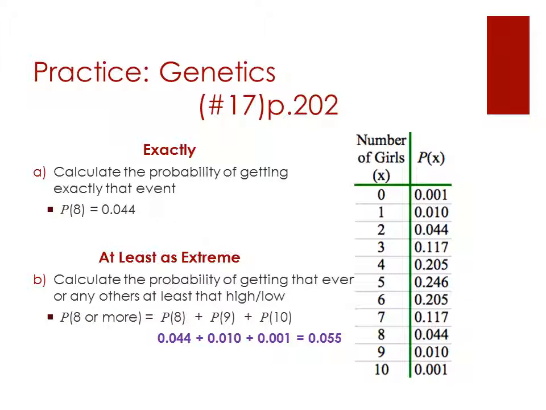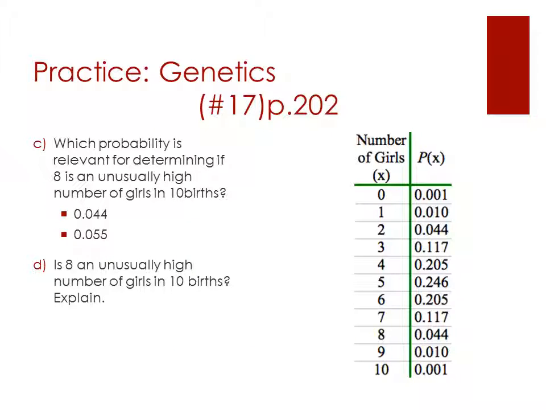Okay, so you should have gotten, as you can see here, a probability of 0.055 for our probability of 8 or more. Okay, so again, pay attention to the difference if we're asking for exactly P of 8 or if we're asking for something at least as extreme as a particular value. Now, let's move in and look at the next part of number 17.